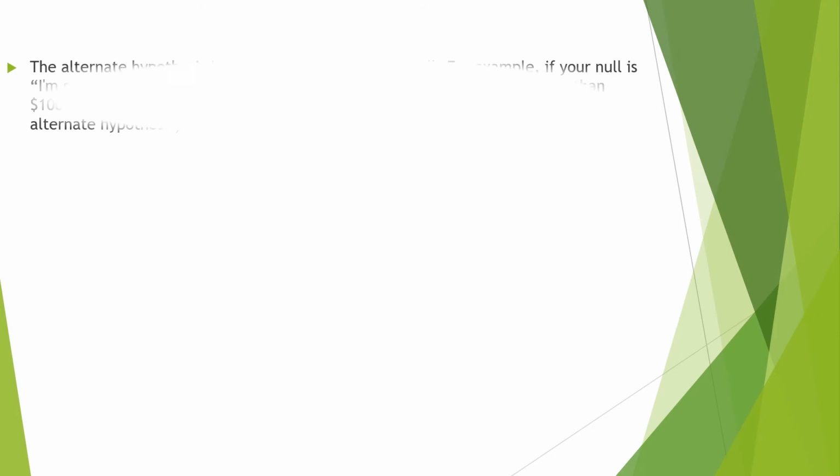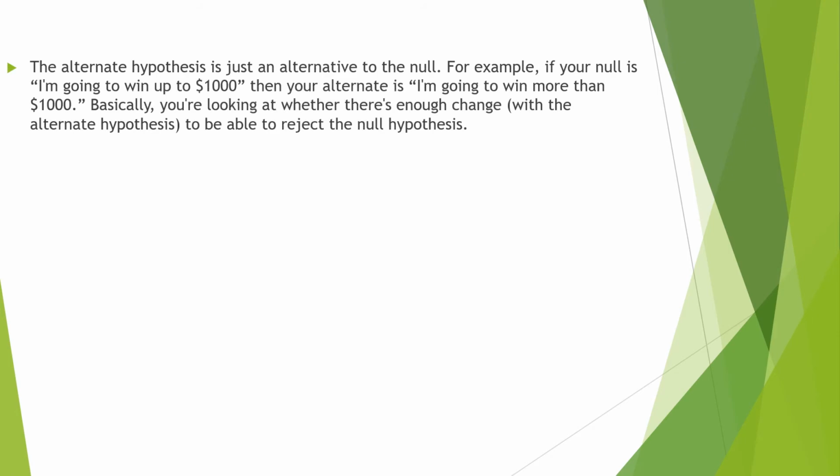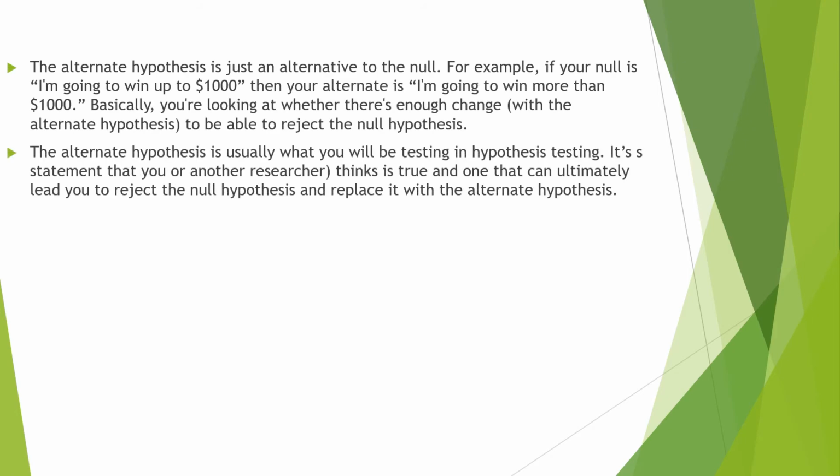The alternative hypothesis is just an alternative to the null. In many cases, the alternative hypothesis will just be the opposite of the null hypothesis. For example, the null hypothesis might be that there was no change in the water level this spring, and the alternative hypothesis would be that there was a change in the water level this spring. The hypothesis is what you will be proving in hypothesis testing, and you can replace it with another alternative hypothesis.